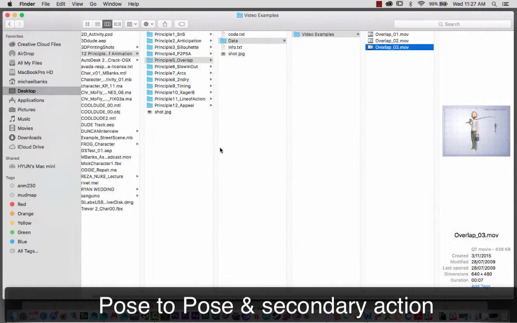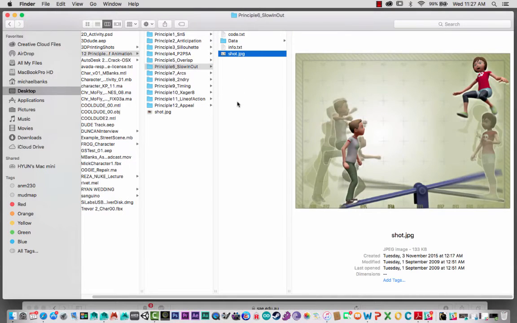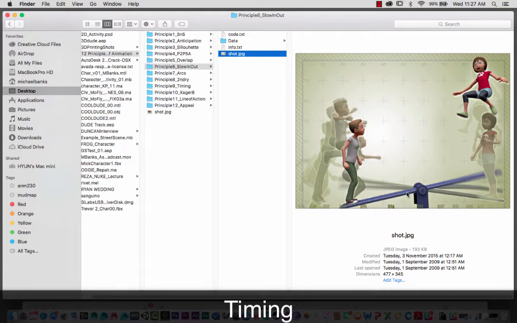Okay guys, slow in and slow out. You can't beat the good old slow in and slow out. So here, we've got a seesaw. The two kids are jumping on the seesaw. And here you're going to have the slow in.